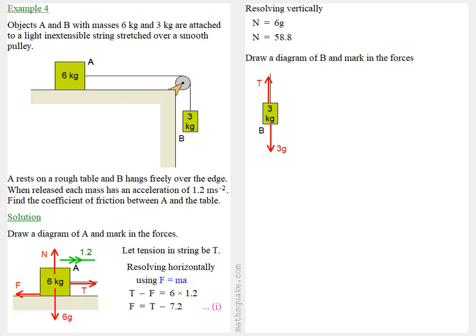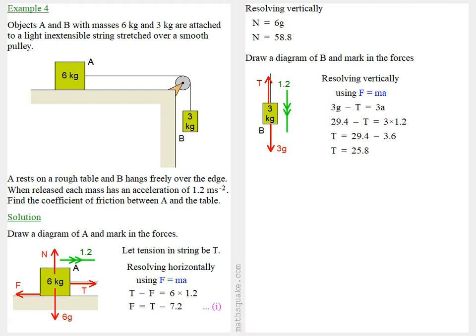Also, we've got an acceleration, and again it's 1.2 meters per second squared. Resolving vertically using F equals ma, we have 3g minus T equals 3a, so 3 times 9.8, which is 29.4, minus T equals 3 times 1.2. We can rearrange that to give T equals 29.4 minus 3.6. In other words, T is 25.8. Now, if we substitute T in 1, we get F equals 25.8 minus 7.2, or F is equal to 18.6.